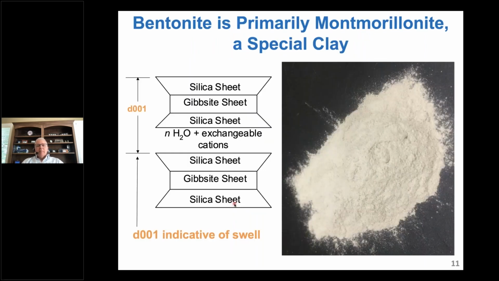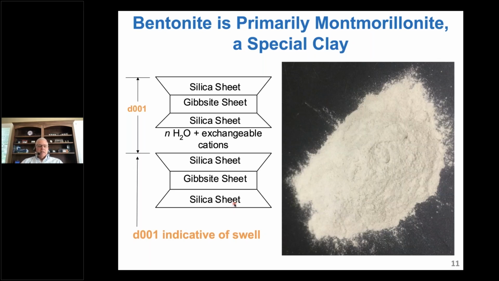So why does this happen in bentonite, and why doesn't it happen with all clay minerals? Why can't we build a GCL out of any type of clay? Well, it's because bentonite is predominantly montmorillonite clay mineral, and montmorillonite is a very special clay mineral. And I show here on the right, there's a powdered bentonite, which is predominantly montmorillonite.